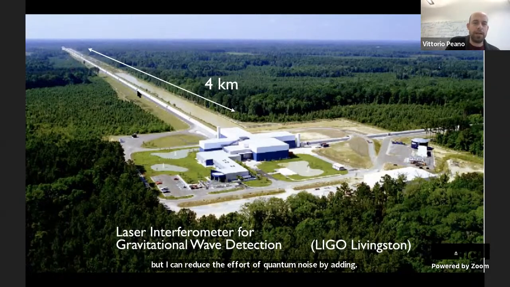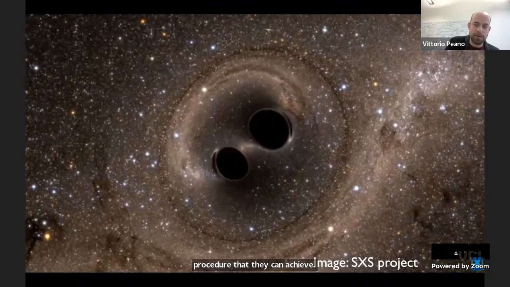But then there is a limit, because if the light is too strong, then the mirror will start to jitter because of the radiation pressure, setting the limit to the precision that I can achieve. Okay, I will explain this in more detail. That was already too much and not so clear, sorry about that.